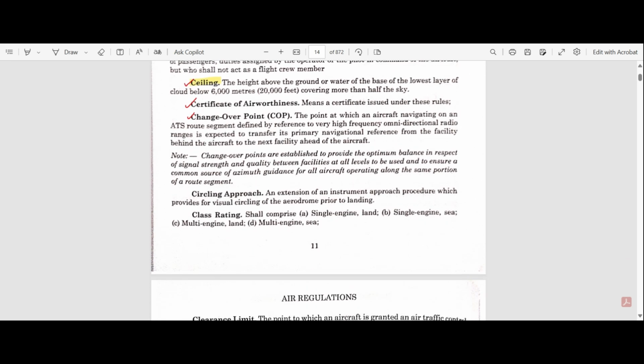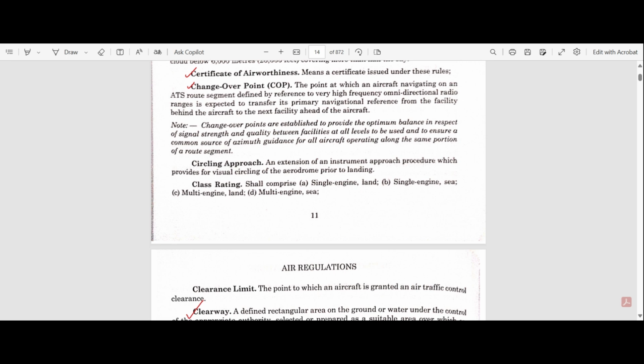Then comes Charlie. Ceiling. Ceiling is basically the height above the ground or water level of the base of the lowest layer of cloud, below 6,000 meters or 20,000 feet, that is covering more than half of the sky. Certificate of airworthiness.